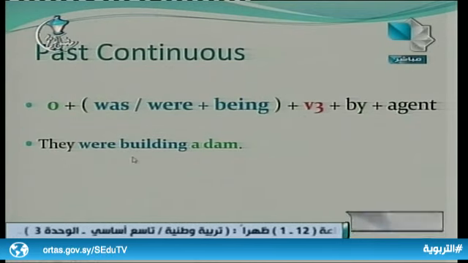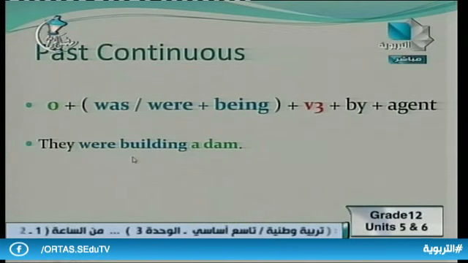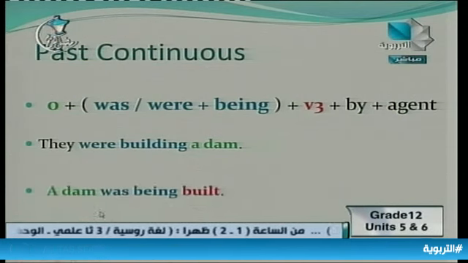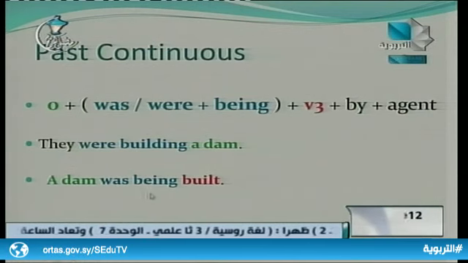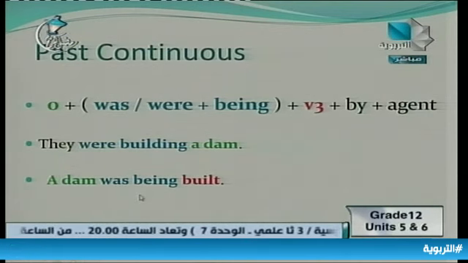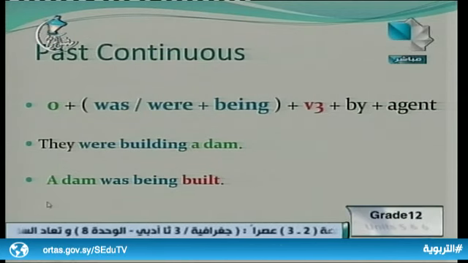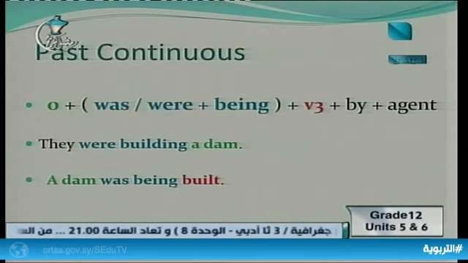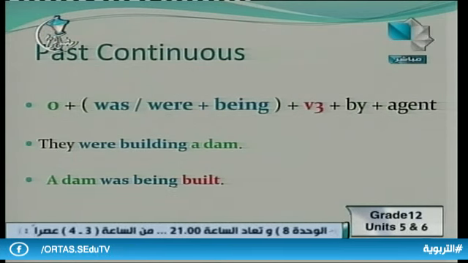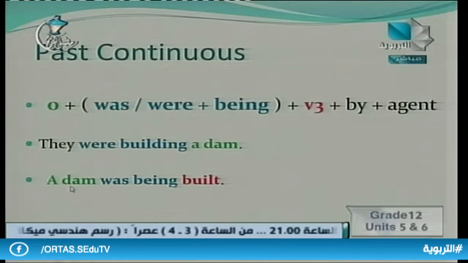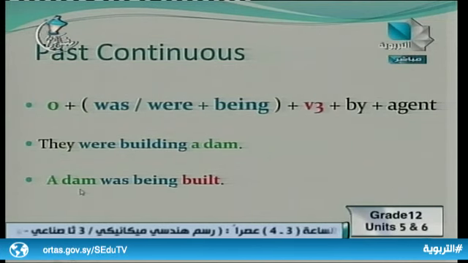A dam is the object of this sentence. So we move the word a dam, the object, into the beginning. A dam. Then here, what we're building. A dam is singular now. So we use a verb to be which is suitable to the singular. In the past, it becomes: a dam was being built. This is because it is in the progressive tense.